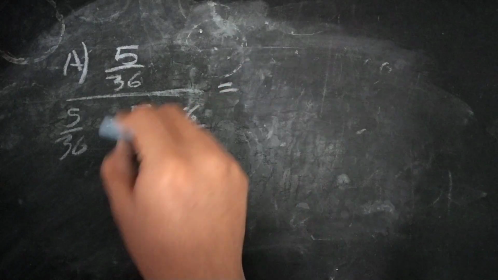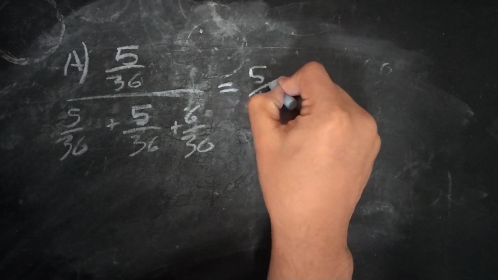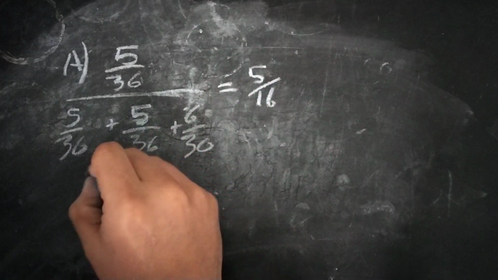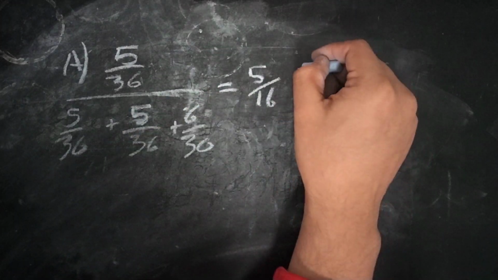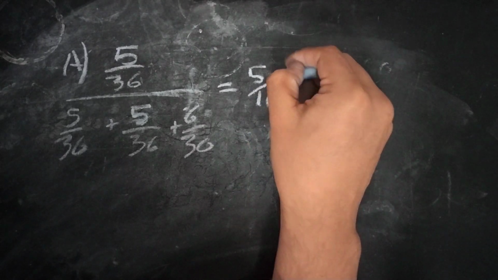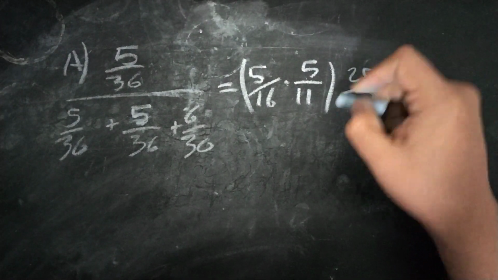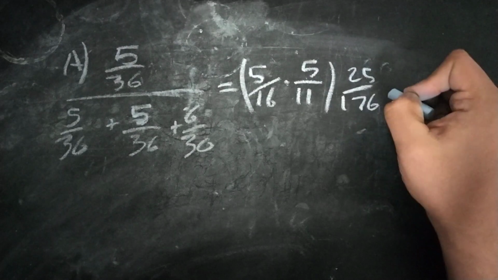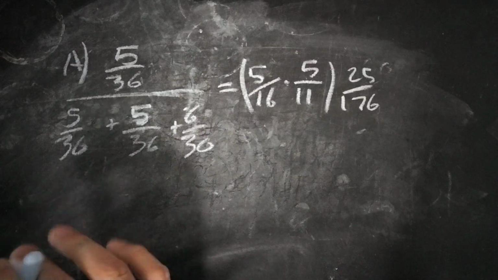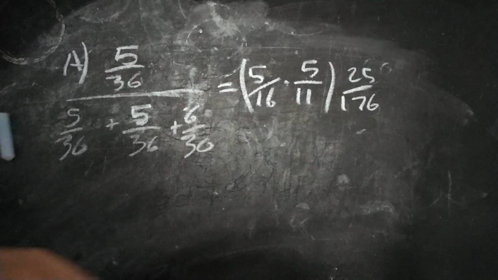I won't go through the whole cancellation and all that. This is just 5 over 16. And then it's the probability of getting an 8 before a 7, which we've already done. That's just 5 over 11. And you multiply these two, and that should give you 25 over 176. So that's how you solve that first possibility of getting your 6 and 8 before your 2 pairs of 7s.